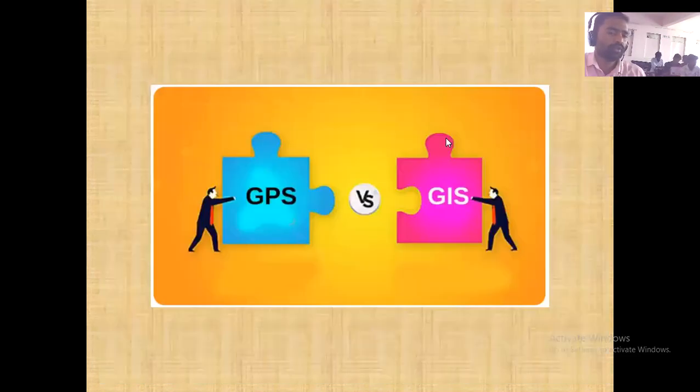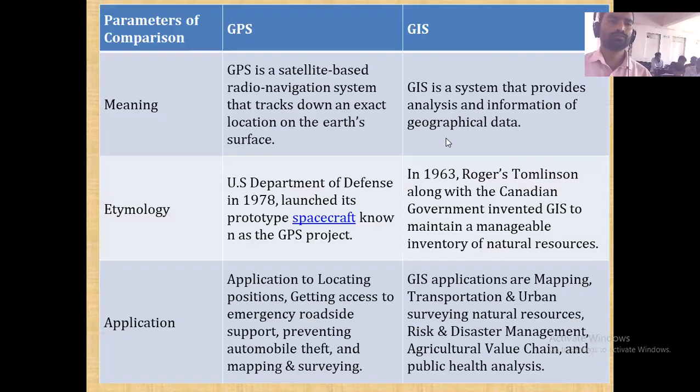Differences between GPS and GIS. All of you, write these points. These are important. Make three columns. First one is parameter, second one is GPS, and third one is GIS. First, write the definition, the meaning. What does GPS mean? Are you reading, all of you?